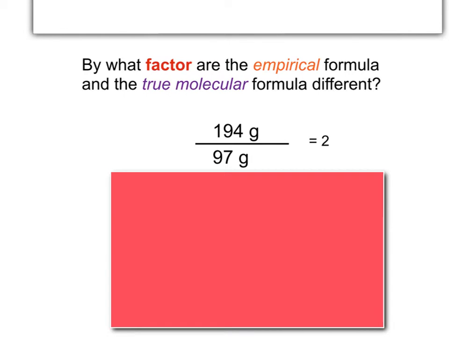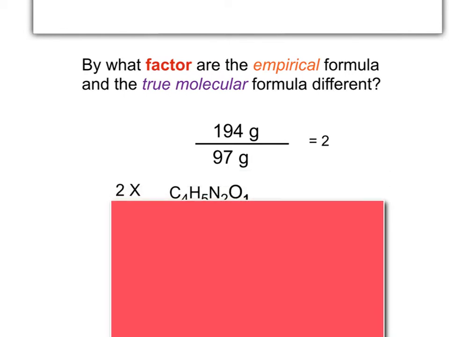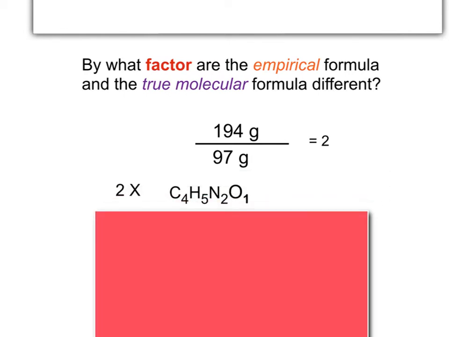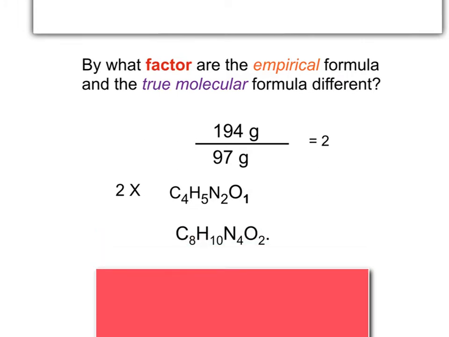Well, if our formula is off by a factor of 2, what that means is that we need to multiply each of these subscripts by 2. So our true formula is that right there. That is the true formula.